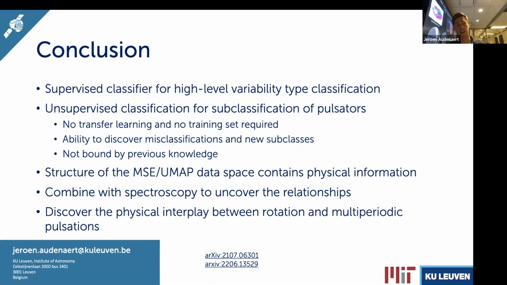And the most important finding in this case is that the multiscale entropy and UMAP data space really contains physical information with regards to the rotation rates of stars. And this is very fundamental, because this means that with such techniques, we could potentially predict rotation rates, even though we never trained our algorithms for that. Especially if we combine it with spectroscopic values as well, we could uncover completely new relationships. And specifically, we really want to use this to discover the full interplay between rotation and multiperiodic pulsations. So thank you very much.